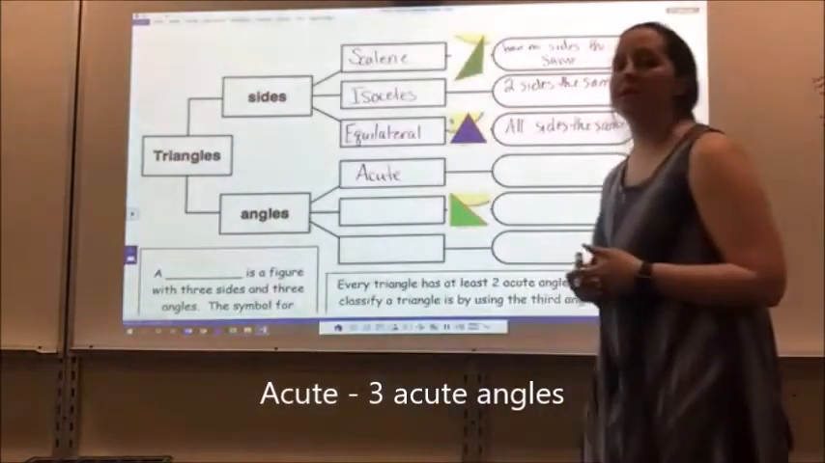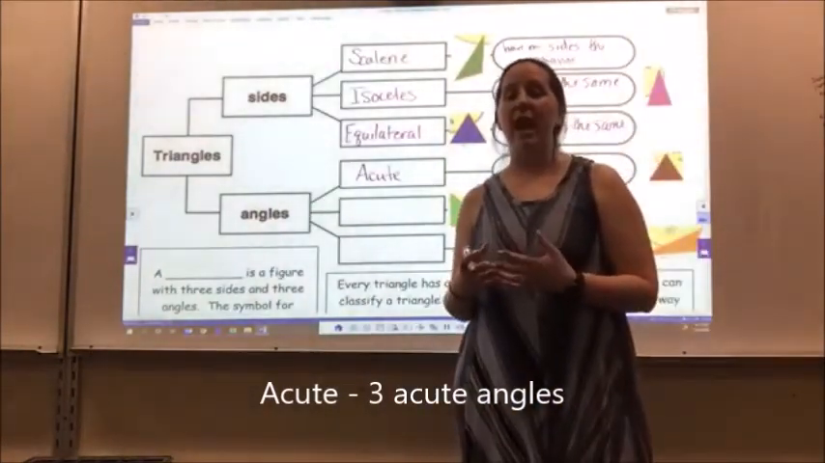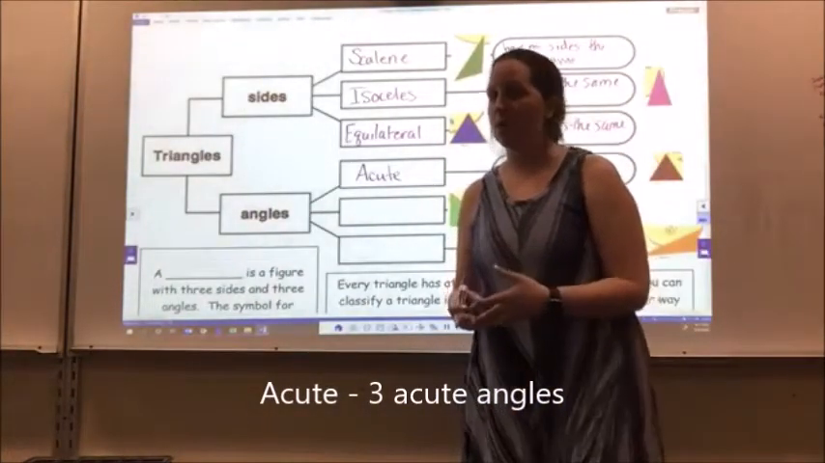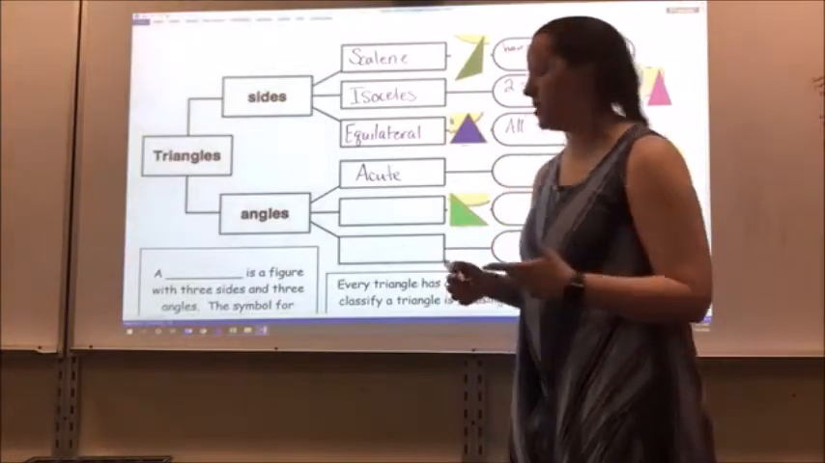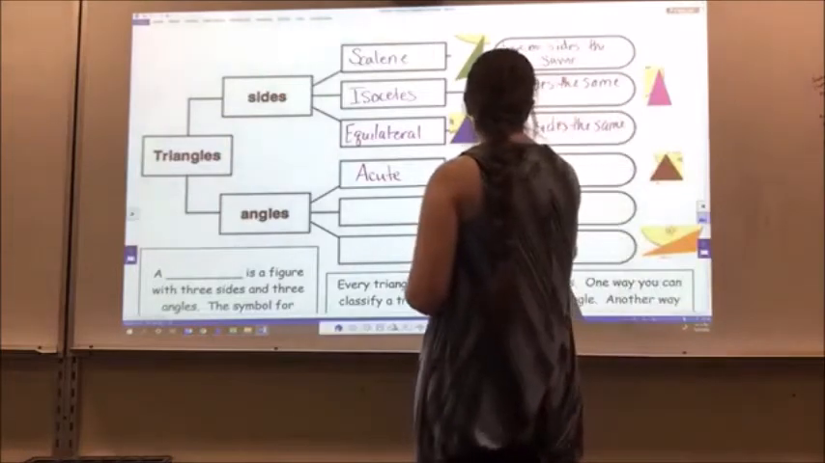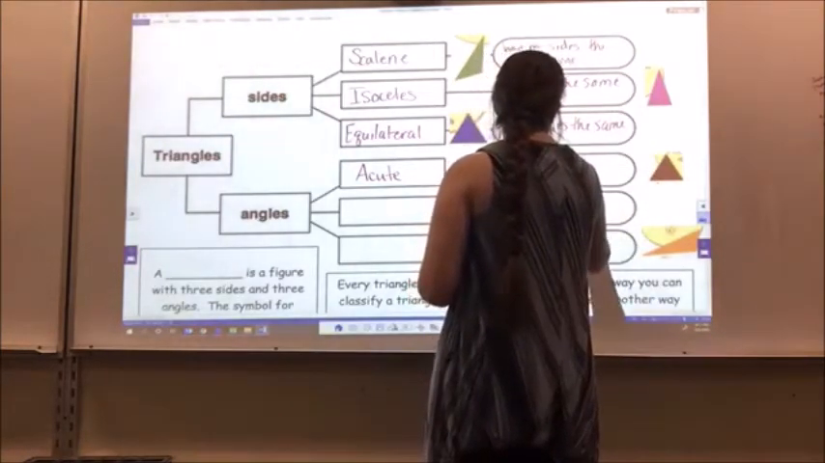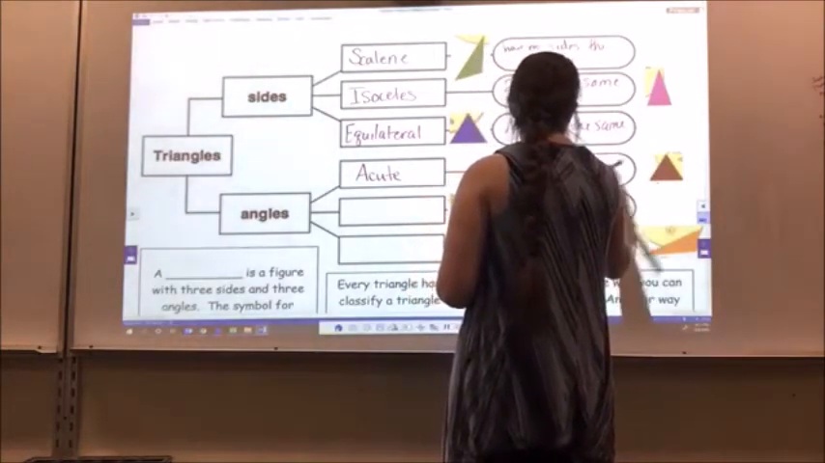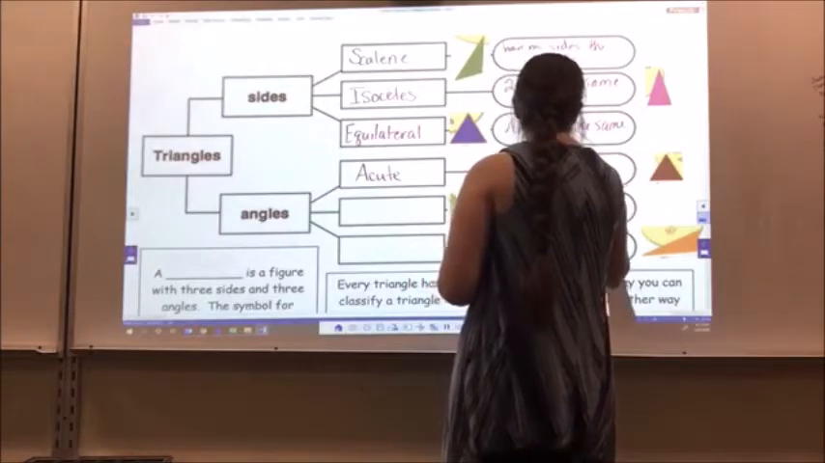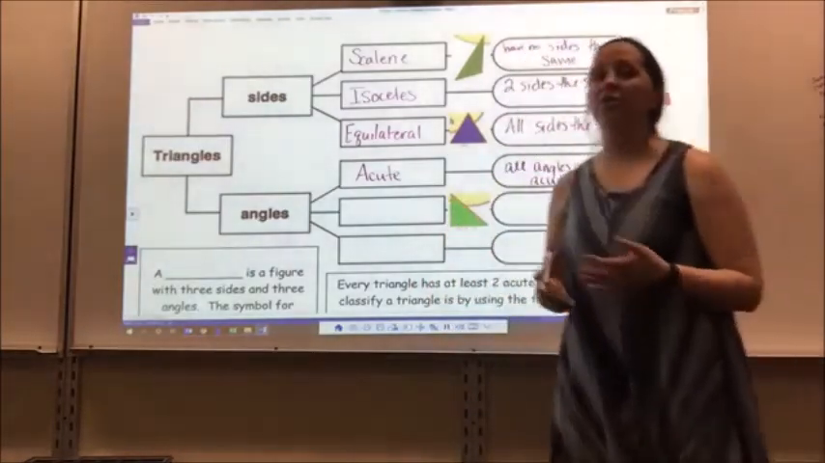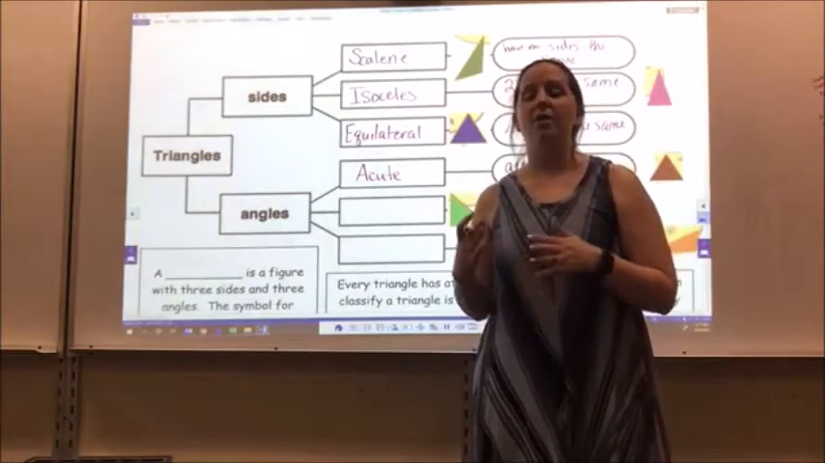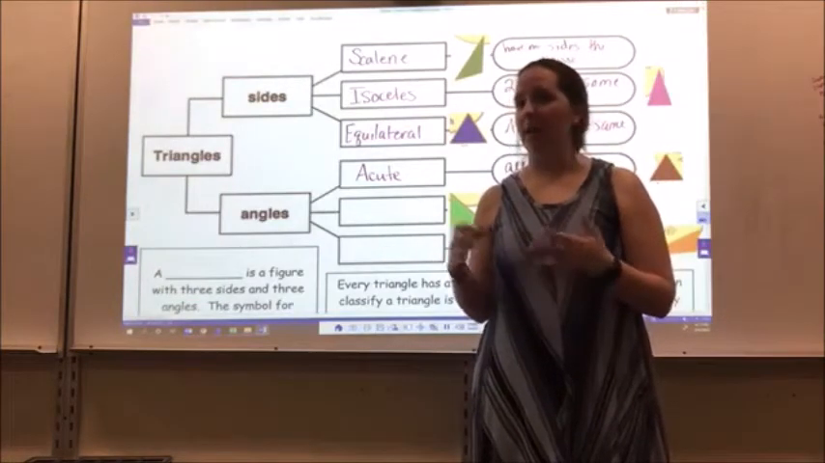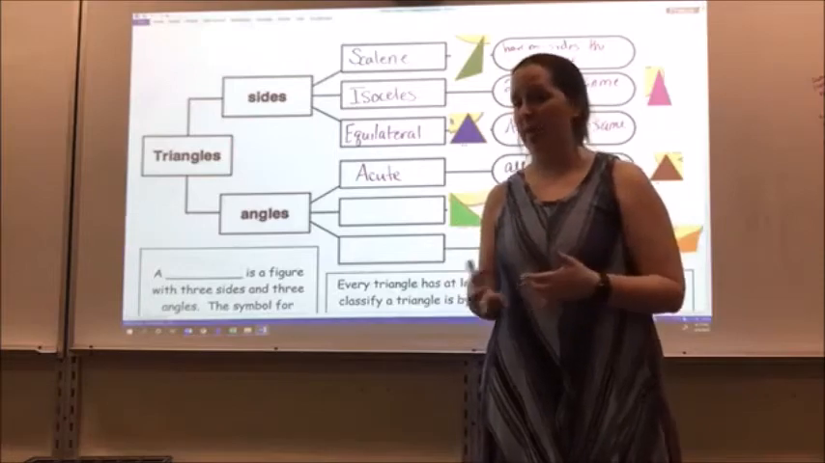An acute triangle means that all the angles are acute angles. And we know that acute angles are smaller than 90 degrees. So all these triangles have angles that are smaller than 90 degrees. There can't be any angle that's larger than that.